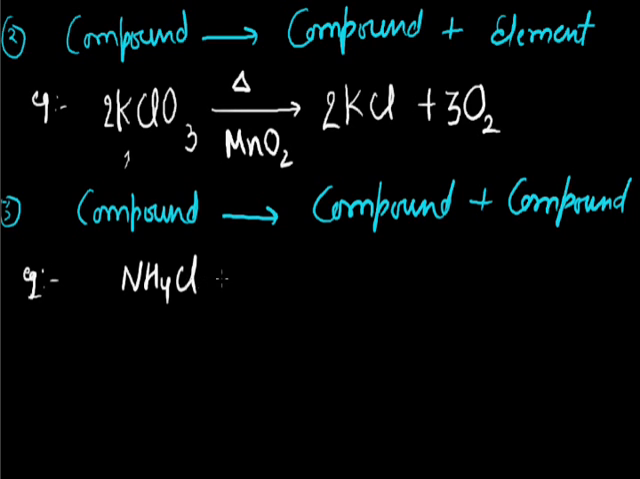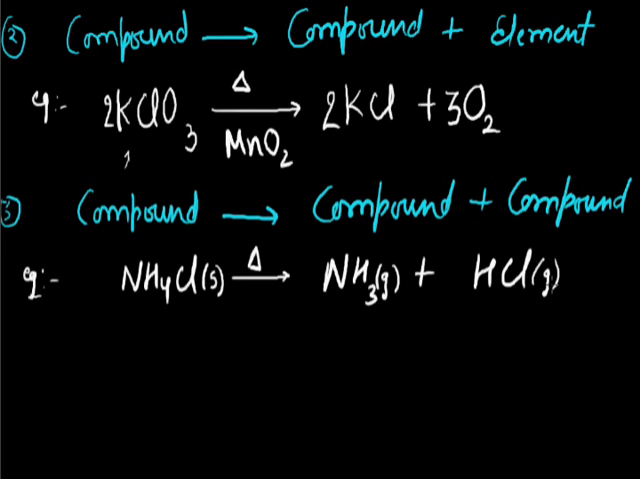Ammonium chloride. When we heat ammonium chloride, it converts into NH3 plus HCl. The more important fact is that NH4Cl is a solid, ammonia is a gas, and HCl is also a gas. In this reaction, ammonium chloride is a compound, ammonia is a compound, and HCl is also a compound. So in this reaction, a compound breaks into compound plus compound. So it is also an example of decomposition reaction, and this decomposition happens in the presence of heat. So the reaction is also thermal decomposition.